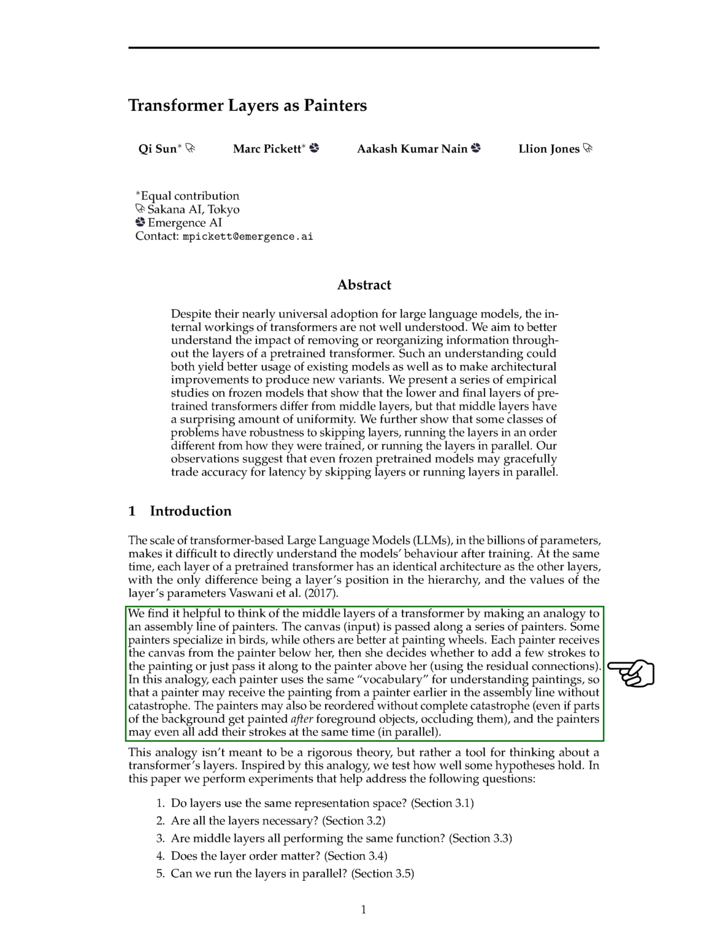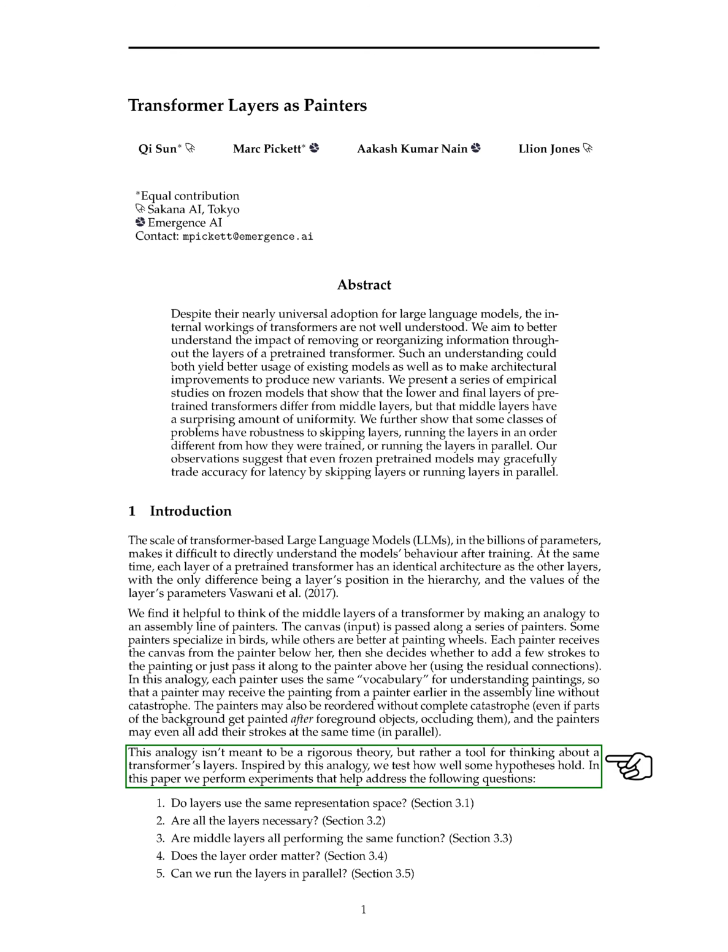To simplify understanding the middle layers of a transformer, we draw an analogy to an assembly line of painters. The input, like a canvas, moves through a series of painters specializing in different elements like birds or wheels. Each painter decides whether to add strokes to the painting or pass it along using residual connections. Despite the order changes or parallel strokes, the painters share a common vocabulary for interpreting paintings, allowing flexibility in their arrangement without significant issues.